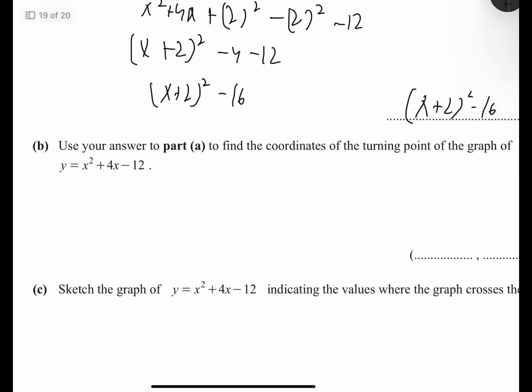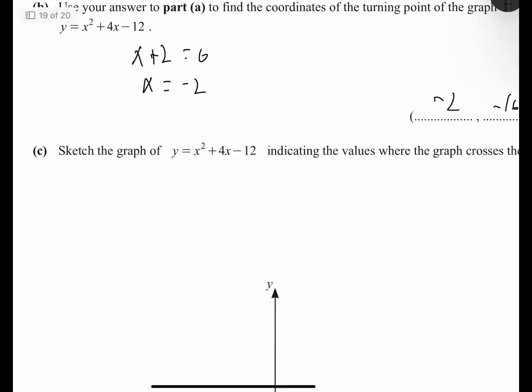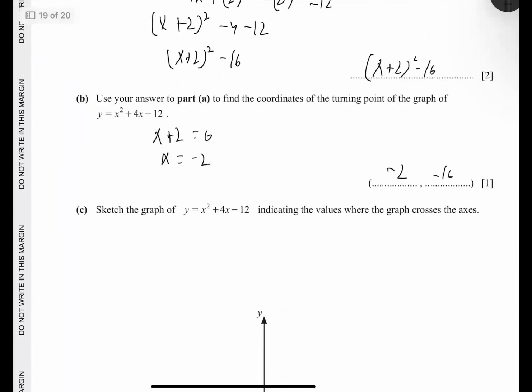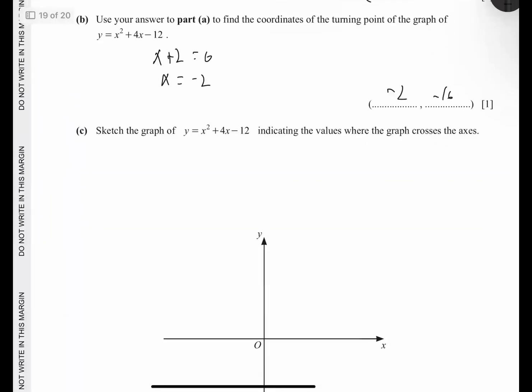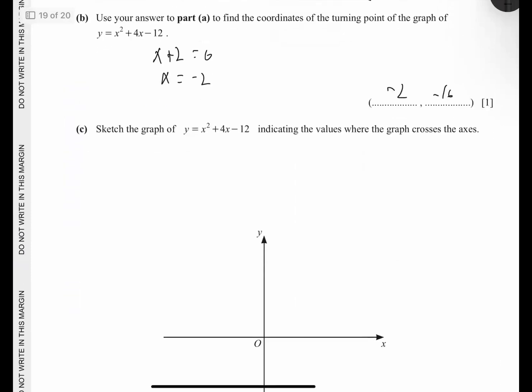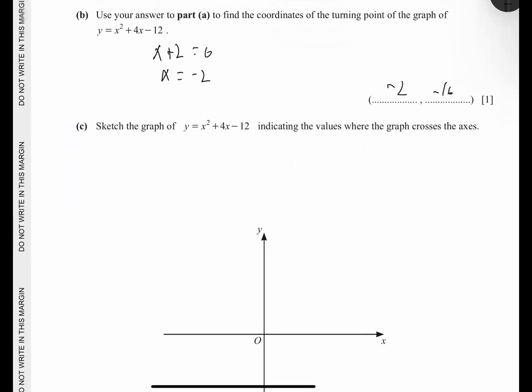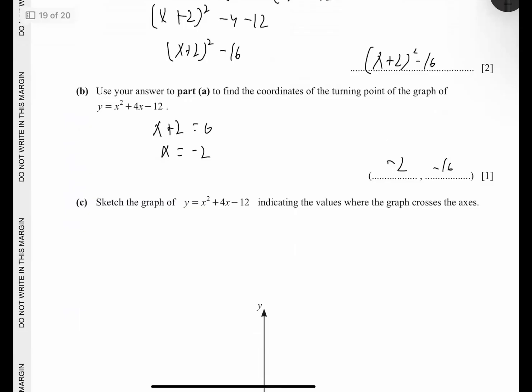Now we need to use our answer in part (i) to find the coordinates of the turning point of the graph. Since x plus 2 is equal to 0, x is equal to minus 2, and then the other minus 16 is the y coordinate. Let's get the graph. To sketch the graph, you need the x-intercepts, and you also need the y-intercepts. We have the turning point already. So for the x-intercepts, we're going to put y as 0 in the equation.